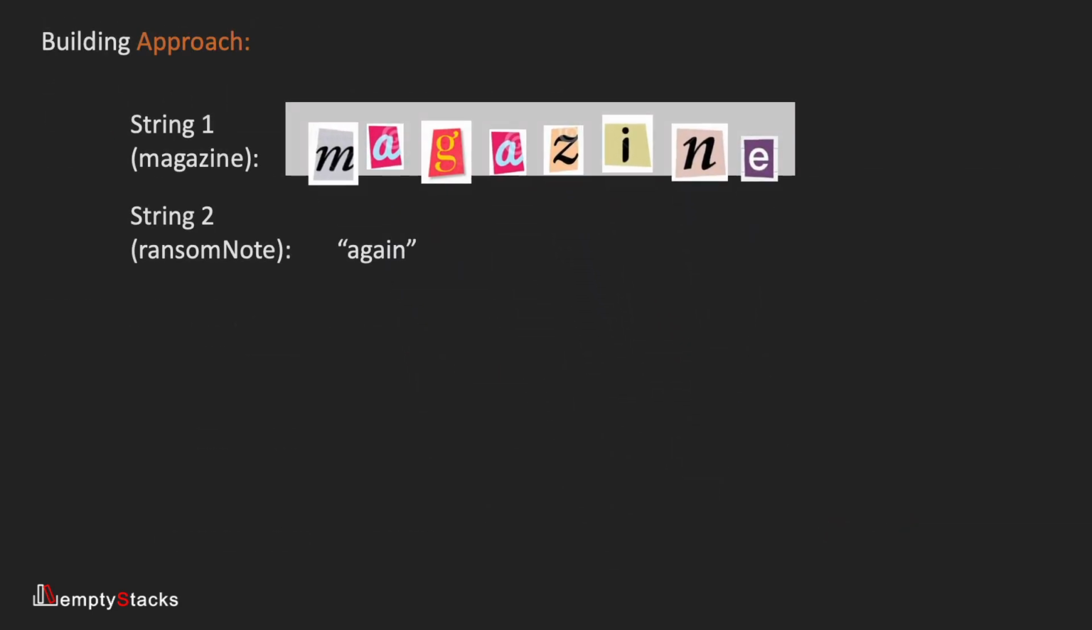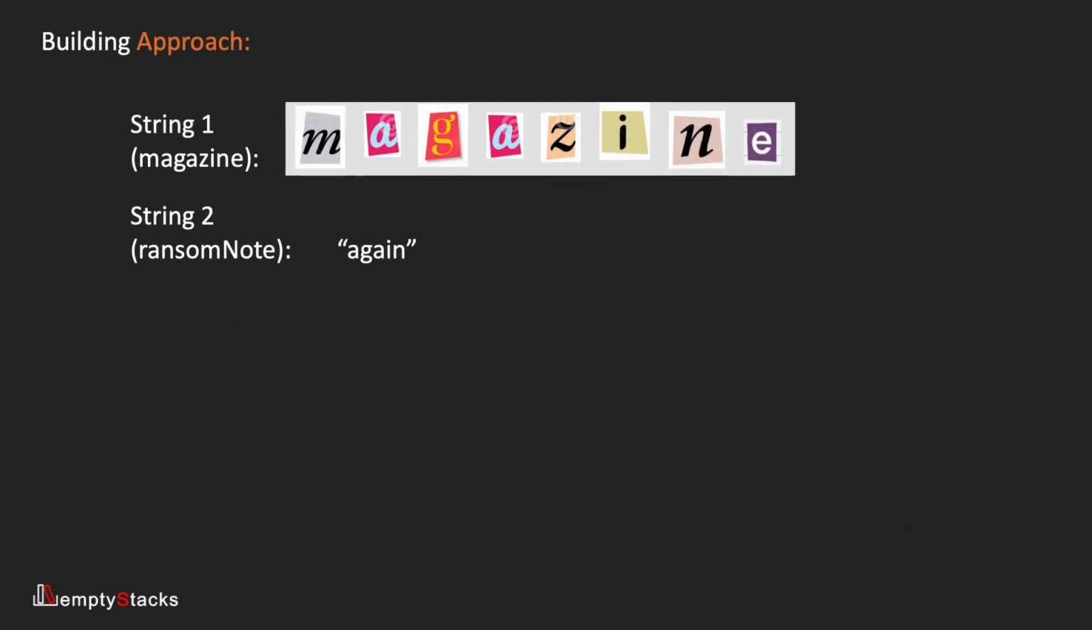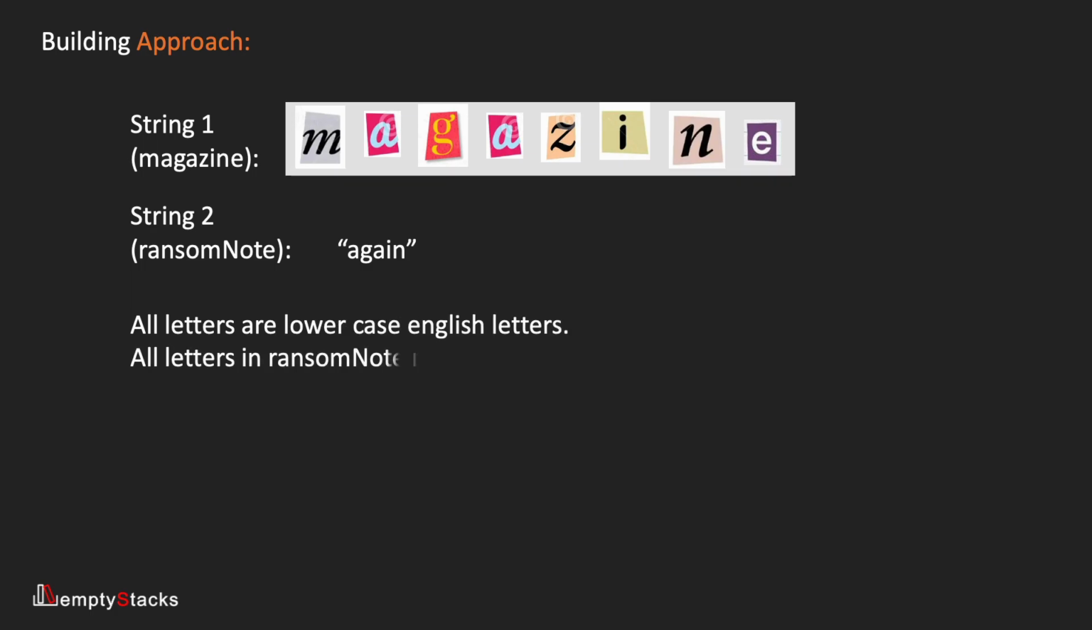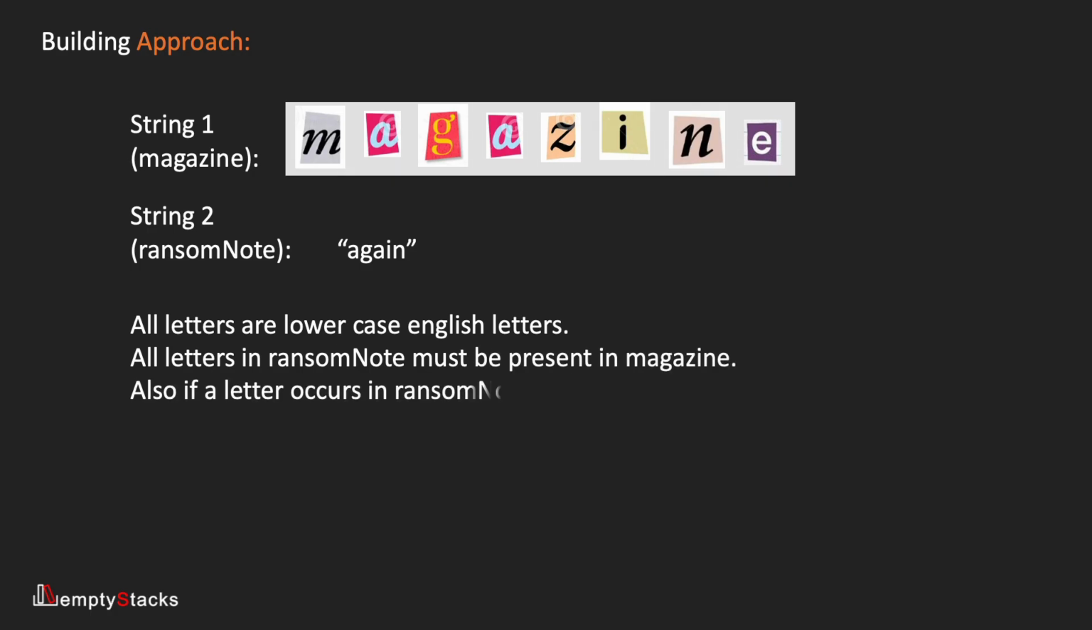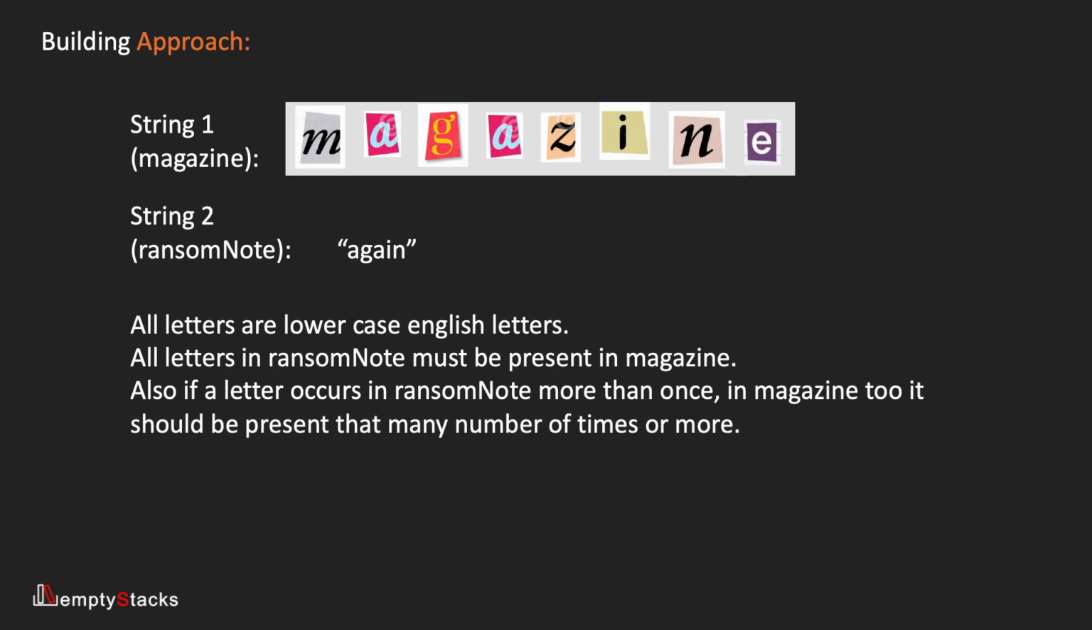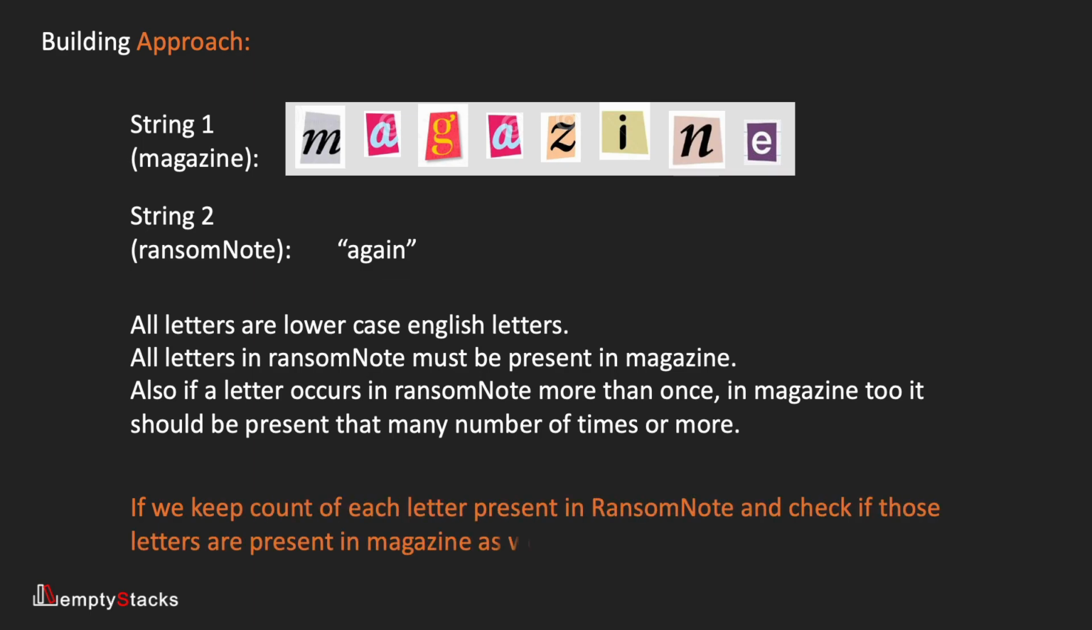Okay, let's try to build an approach to solve this. First thing we know, all letters are lowercase English letters. Secondly, to return true, all letters in ransom note should be present in the magazine. And not just that, if a letter occurs in ransom note more than once, it should occur in the magazine that many number of times or more. So we can say if we keep count of each letter present in ransom note and check if those letters are present in magazine as well, with that much count or more, we can return true.